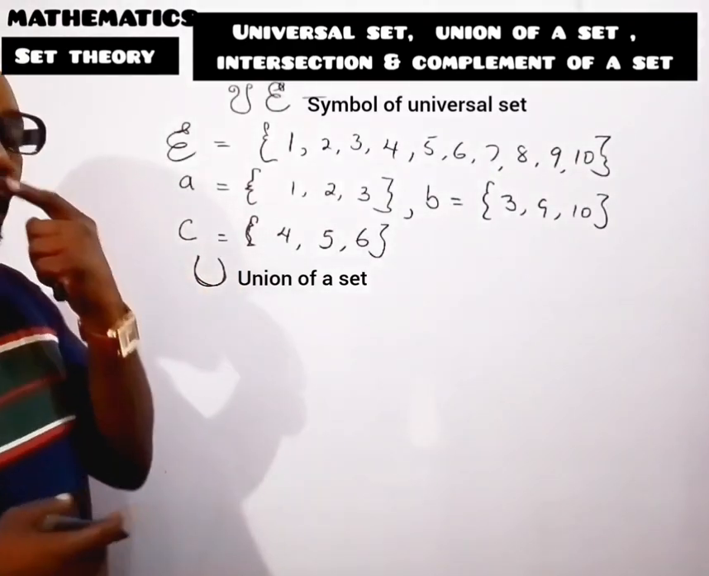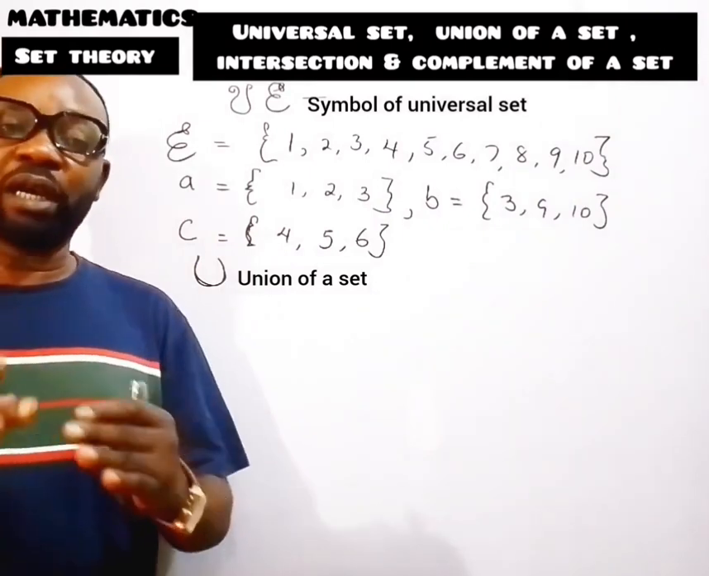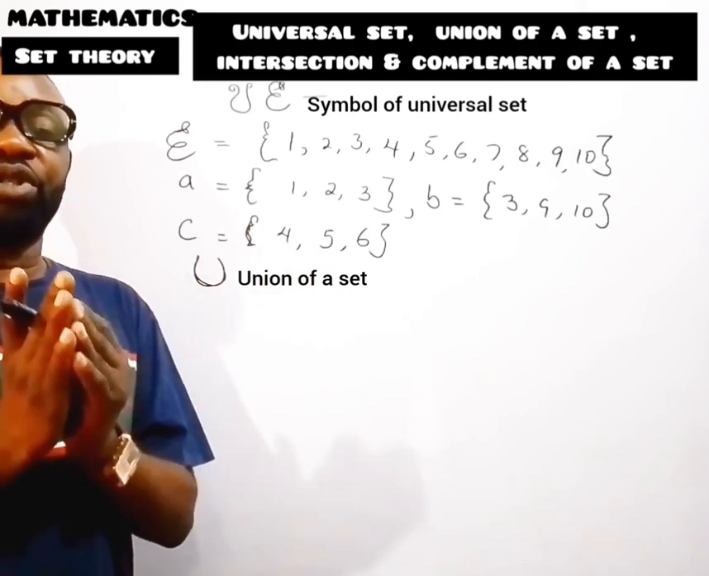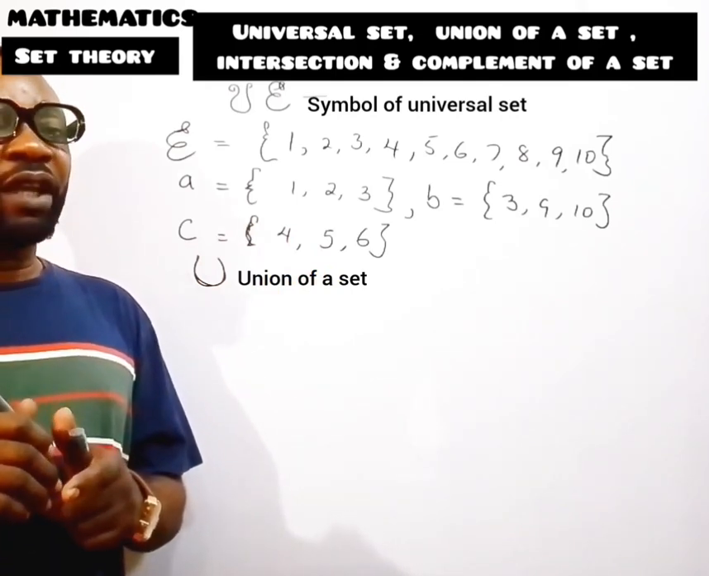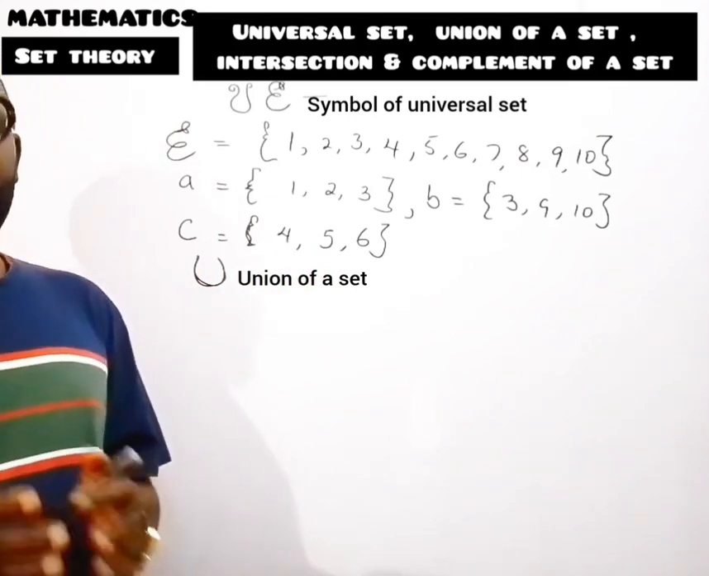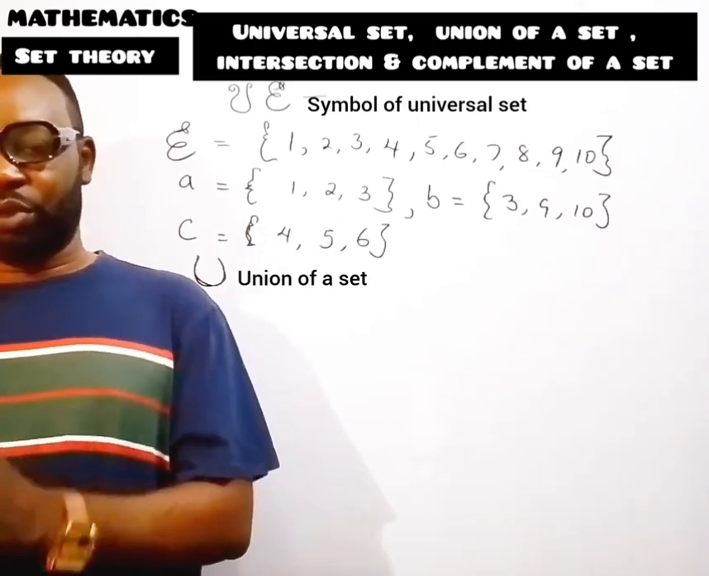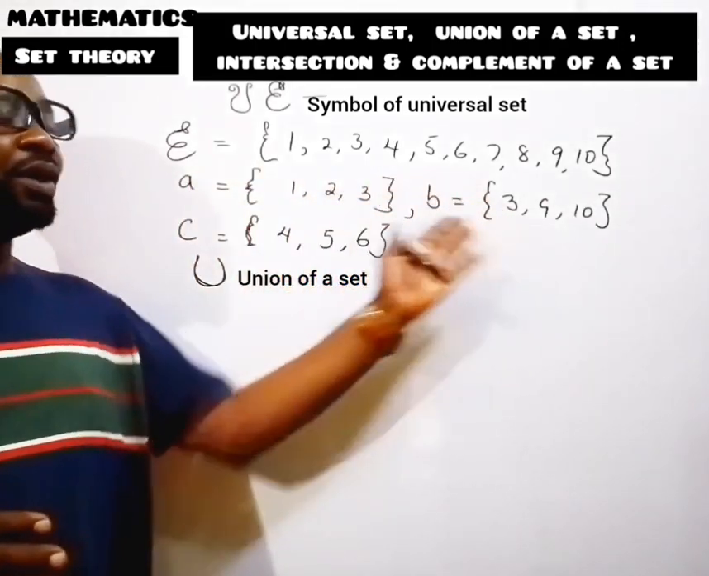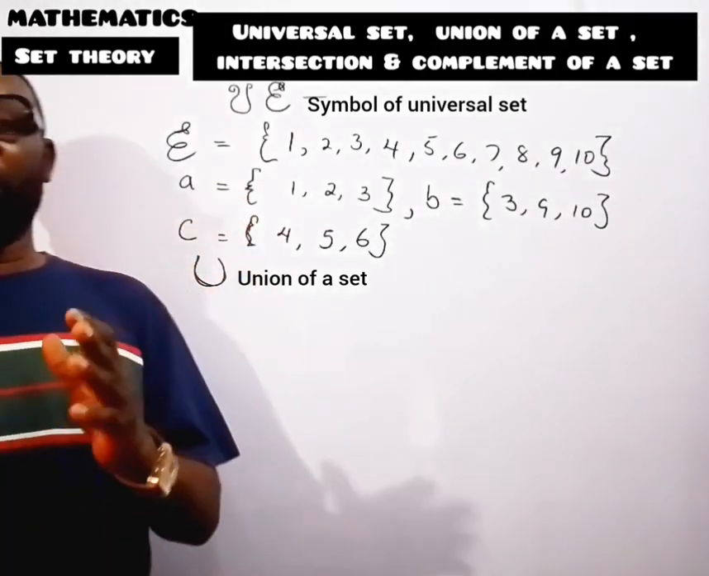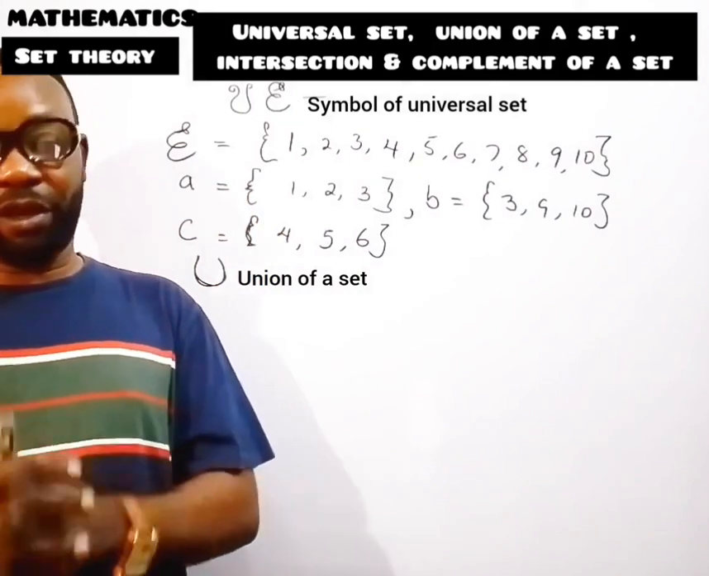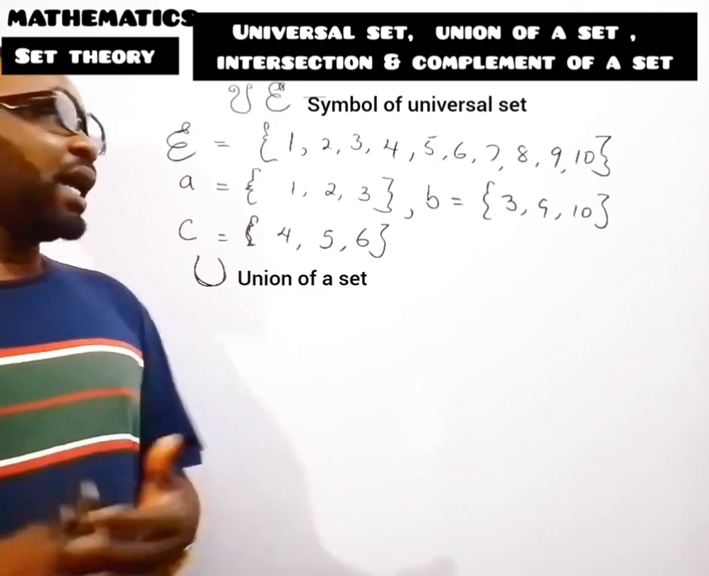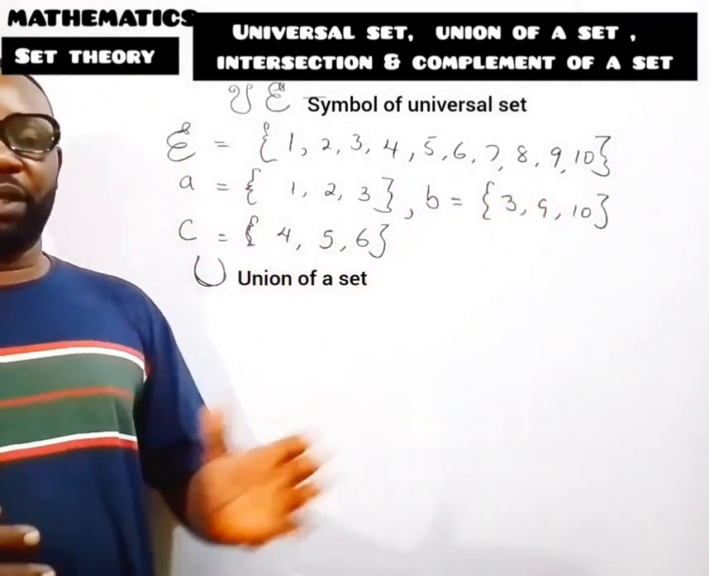Union of a set means that we take into consideration all the elements of the two sets under consideration. It can be two sets, it can even be more than two sets. We can have something like A union B union C. For instance, if we are asked to find the value of A union B, it means that we should mention all those values that are in set A and in set B together.